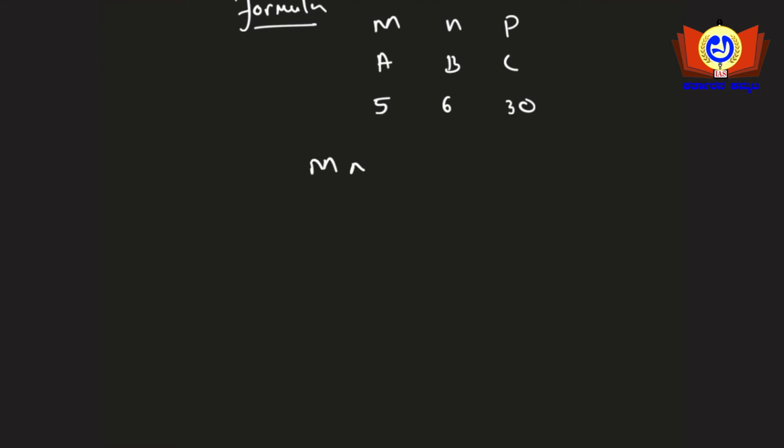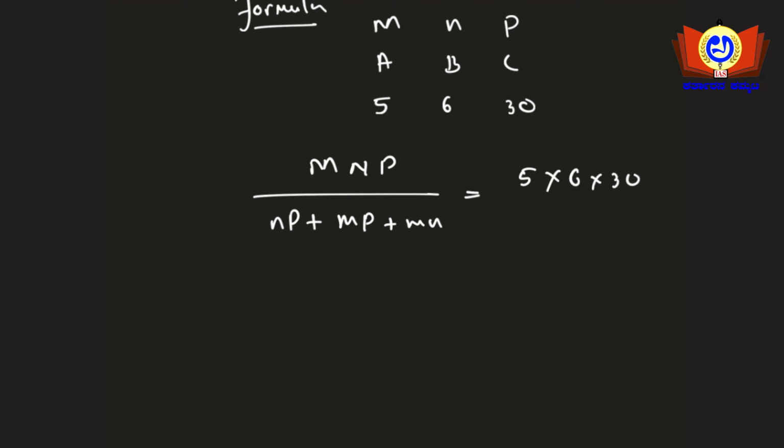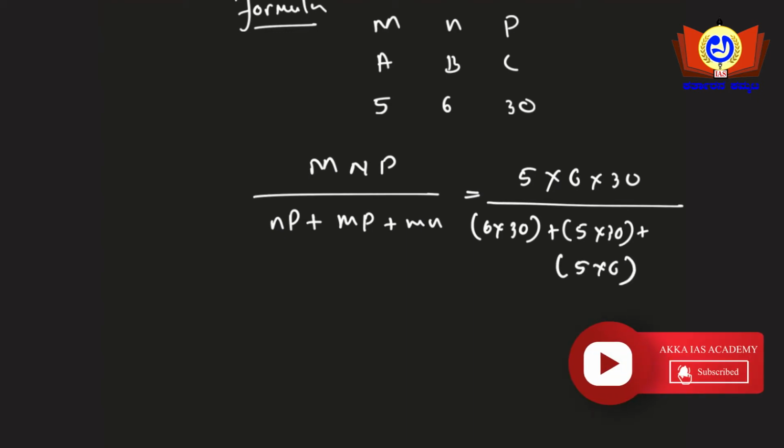Formula here is MNP divided by NP plus MP plus MN. Upon substitution, 5 into 6 into 30 whole divided by 6 into 30 plus 5 into 30 plus 5 into 6. This is the substitution here.